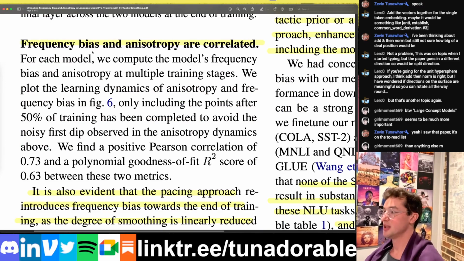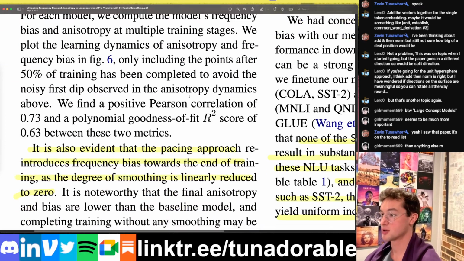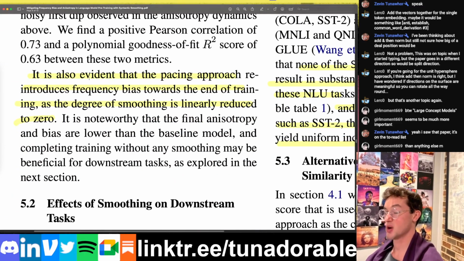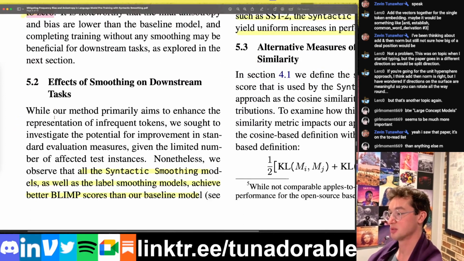Notably, and expected, they do find that frequency bias and anisotropy are correlated. I already knew that, as you saw earlier with the whole drawing I did about where the rare tokens are. Rare tokens are especially anisotropic, and it is also evident that the pacing approach reintroduces frequency bias towards the end of training as the degree of smoothing is linearly reduced to 0. So that whole thing they did, where they linearly decrease that alpha parameter to put it back to regular next token prediction, is definitely not worth it. It just reintroduces the initial issue, now at the expense of all this extra memory, right?